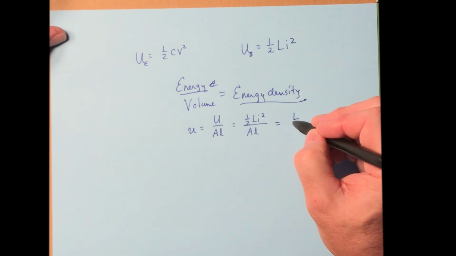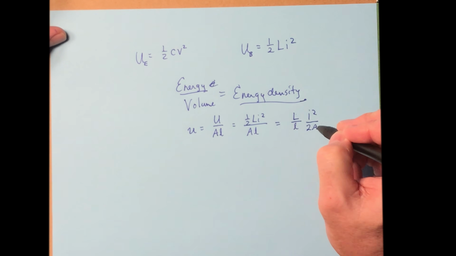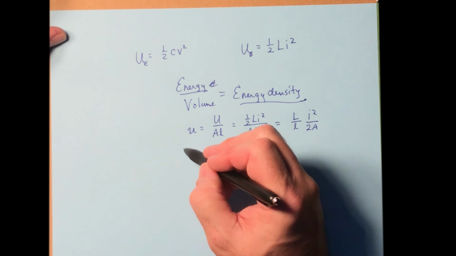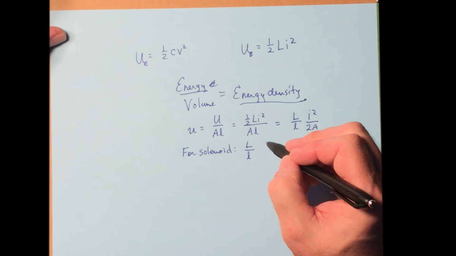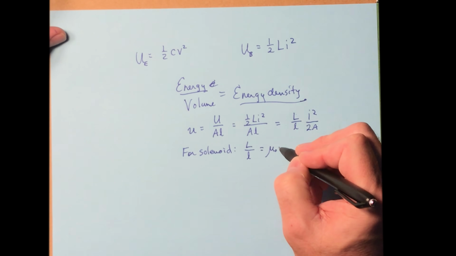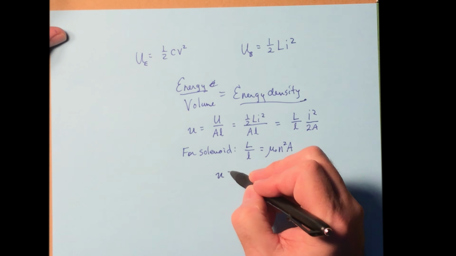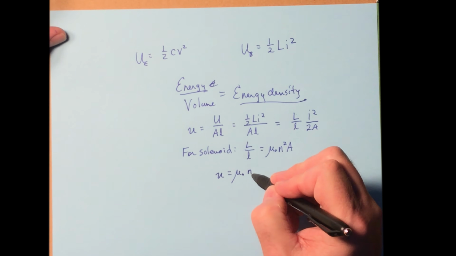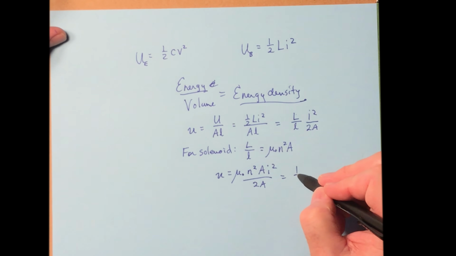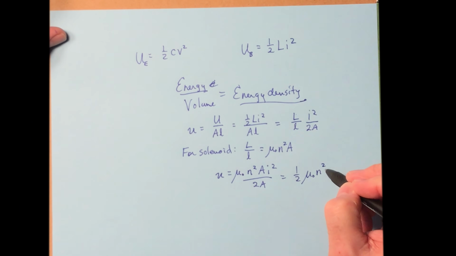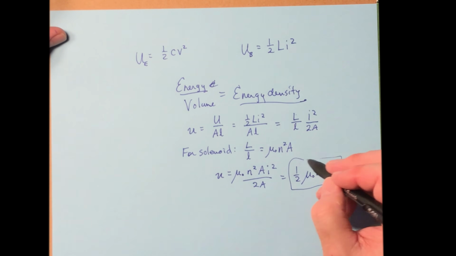We can group this, the L inductance per length, times i squared over 2A, like that. Now specifically for a solenoid, we have L inductance per length is going to be mu naught N squared times the area. So little u becomes mu naught N squared A i squared over 2A, which is 1/2 mu naught N squared i squared. So there we have an expression for the energy density.